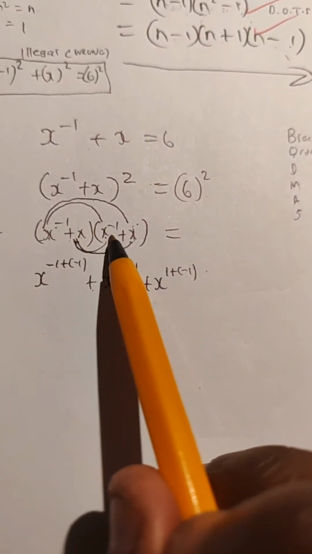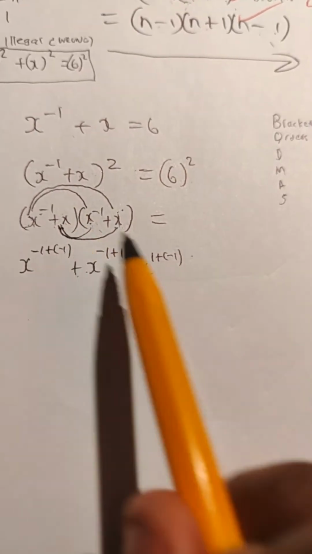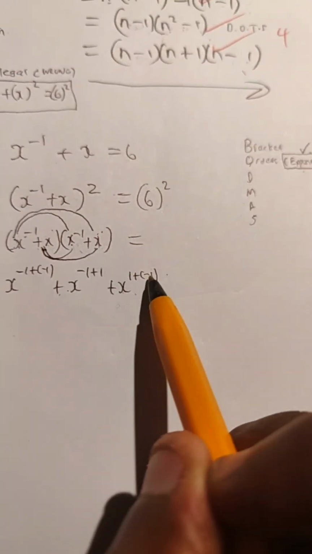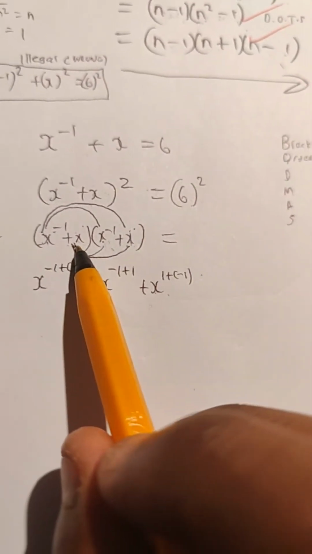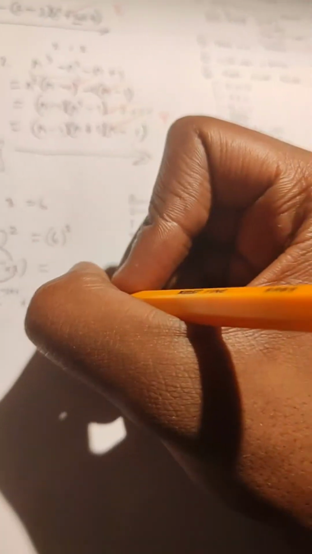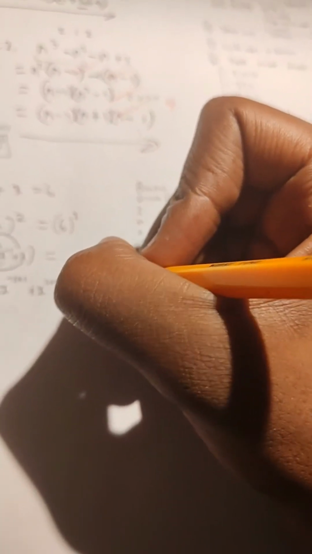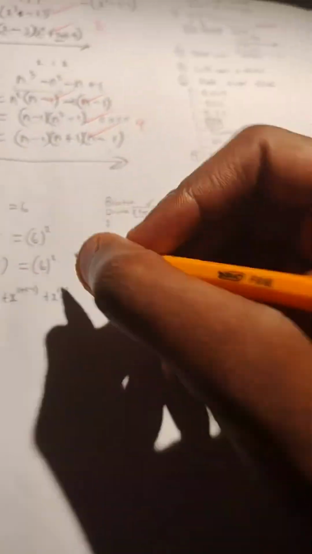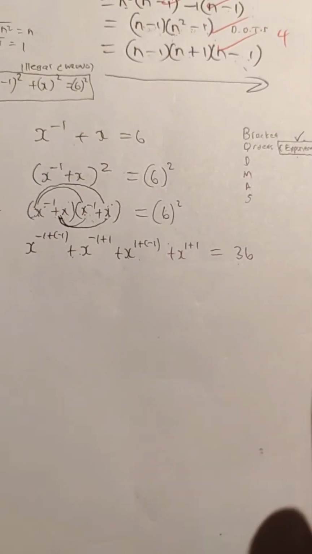When you are multiplying same bases, you keep the base x and you add the exponents. There's an exponent 1 that you can see there, so it's 1 plus a negative 1. Then lastly, x times x is like saying x to the power 1 plus 1. Then remember, we were squaring 6 on the other side. 6 squared is 36. Now let's continue and finish off here.